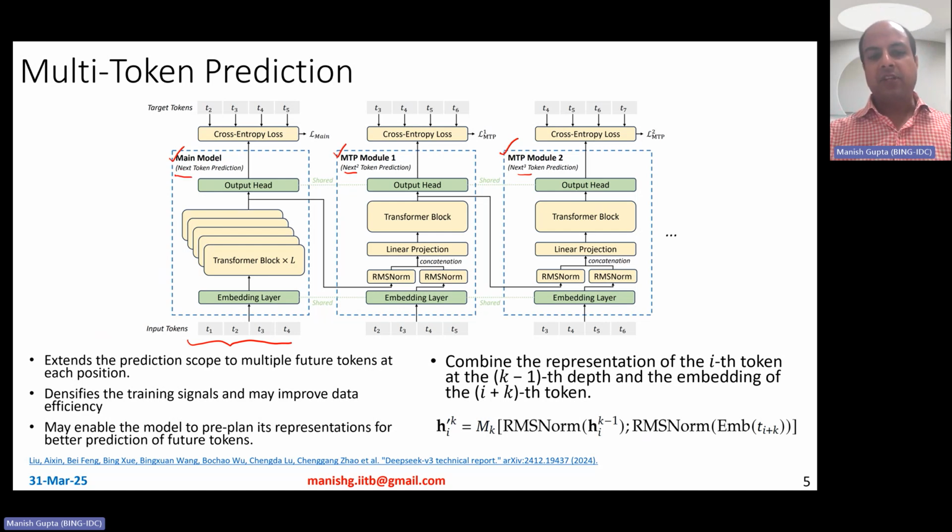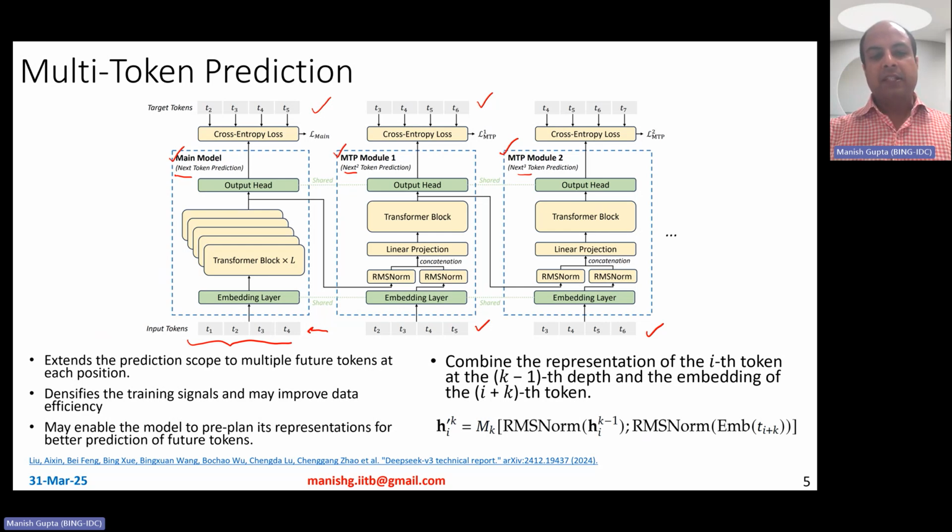So as you can see, these 4 tokens are going in as input T1, T2, T3, T4. The main model's job is to basically predict T2, T3, T4, T5, and then the cross entropy loss can be computed there and back propagated. The next 2 MTP modules, the multi-token prediction modules, take T2, T3, T4, T5 as input, and then try to predict T3 to T6, and the same thing and so on, right? So T3 to T6 as input, and T4 to T7 as output.